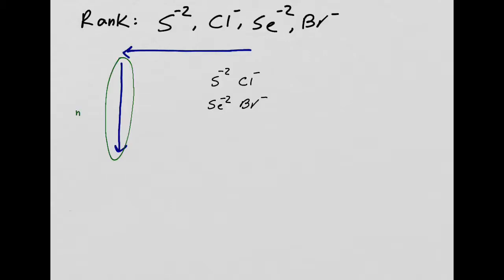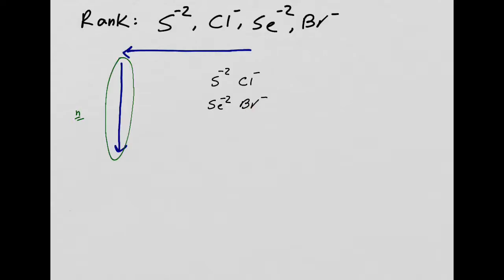The n value matters the most. So these two will be larger than this one. There's no question about it. Now, these two are in the same row. If you're in the same row and you have charges, then the more negative you are, the bigger you are. You don't go by the trend, you go by the charges.